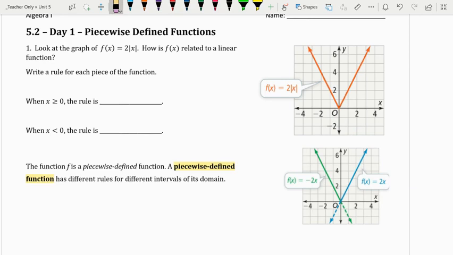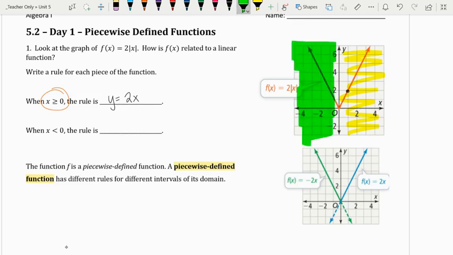So if you think about it, when x is greater than or equal to 0, so that would mean over here, we would have one equation, and that equation would be that y would equal, our y-intercept is 0, our slope is 2, right? We're going up 2 over 1, so it would equal 2x. But when x is less than 0 over here, then y would equal negative 2x, right?